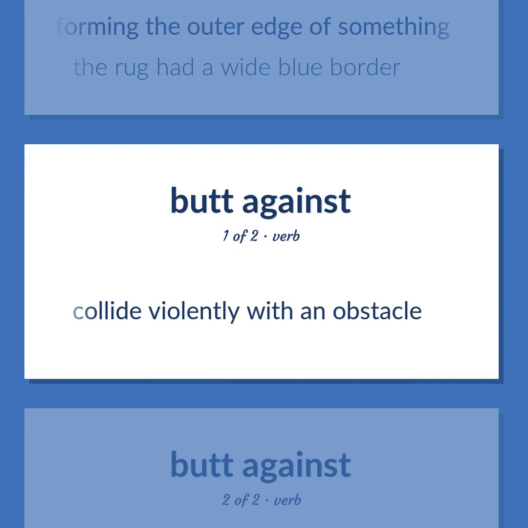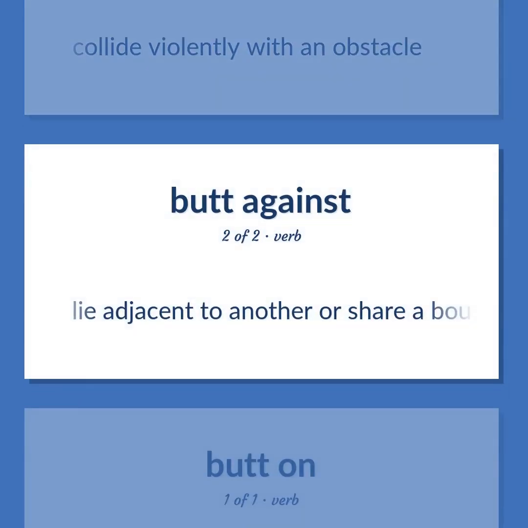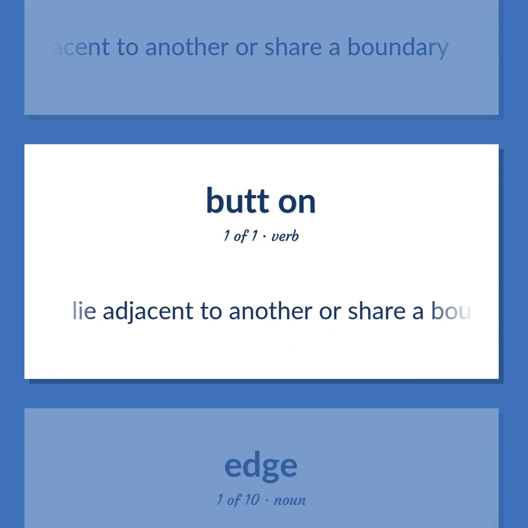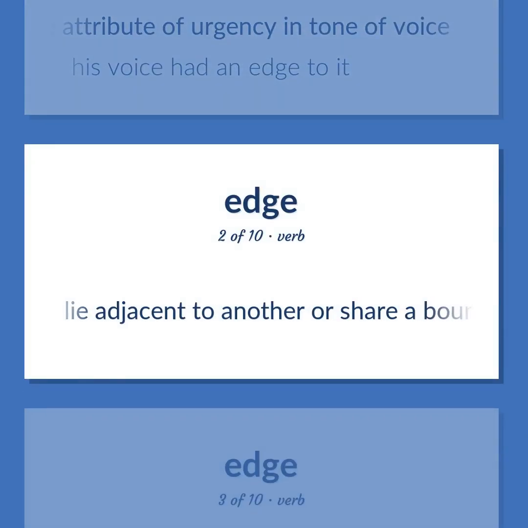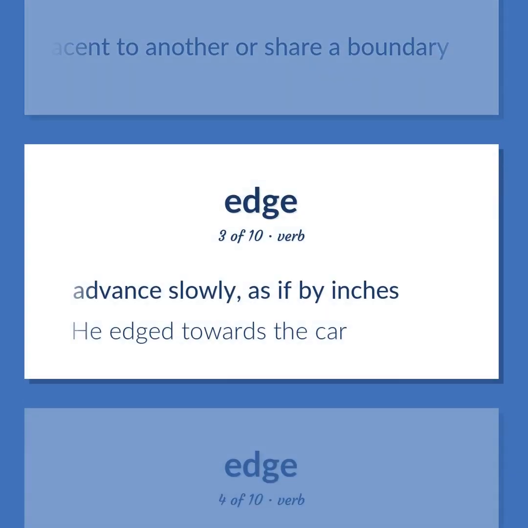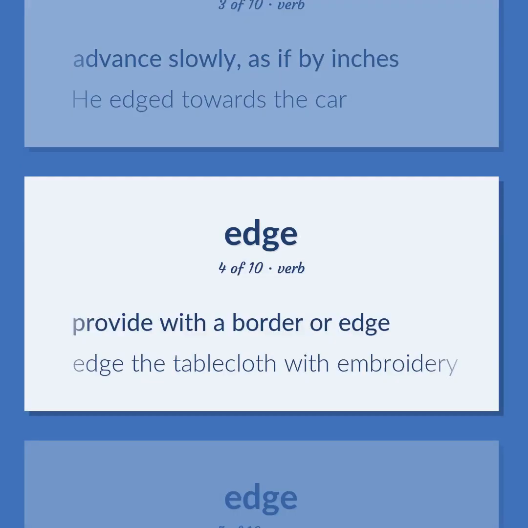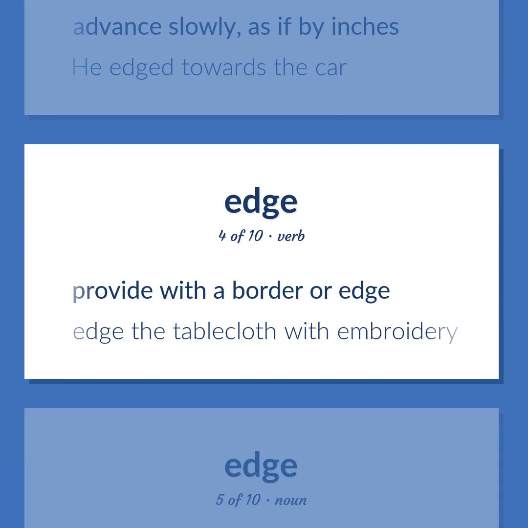Collide violently with an obstacle. Lie adjacent to another or share a boundary. The attribute of urgency in tone of voice. His voice had an edge to it. Advance slowly, as if by inches. He edged towards the car. Provide with a border or edge. Edge the tablecloth with embroidery.